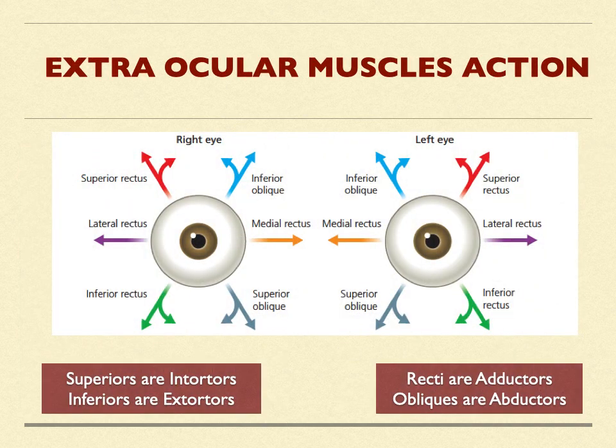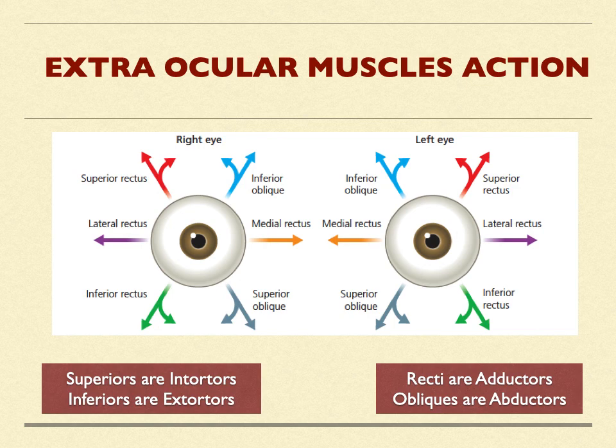And here's a very good summary in the picture. Any superiors are intortors and the inferiors are extortors. Any recti are adductors, and the obliques are abductors. So we have to put this in mind. The superior rectus and the superiors are intortors, all the superiors, superior rectus or superior oblique.